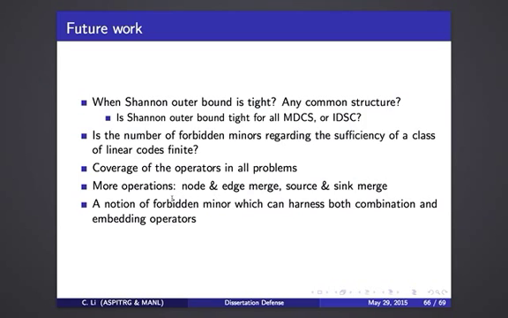Regarding the operators, we would like to investigate the coverage of the operators over all problems. Also, some more operators can be developed, such as node and edge merge, and source and sink merge. Another question is that we still don't have a notion of forbidden minor which can capture both operations. We have the notion of forbidden minor capturing embedding operations already, but we don't have one for both operators. So that's also a very interesting problem to look at.